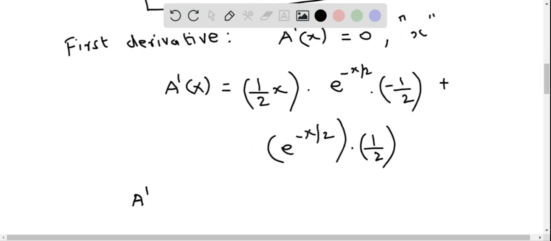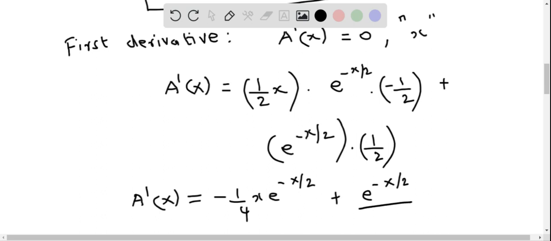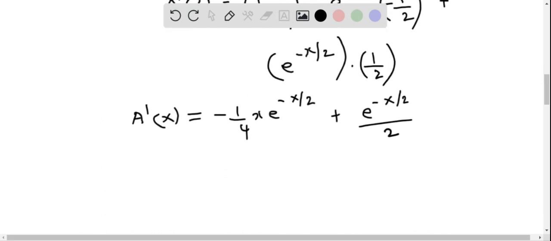Therefore, we have A prime of x equals, this is equivalent to 1 by 2 times minus 1 by 2, which is minus 1 by 4. And then we have x times e power minus x by 2, plus the second term, e power minus x by 2 divided by 2. So this is the first derivative of the area function.